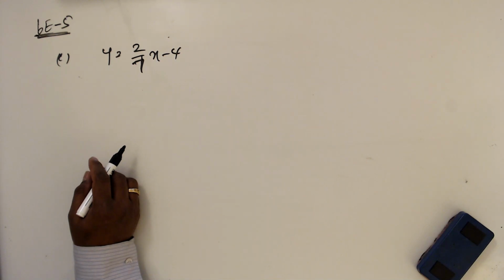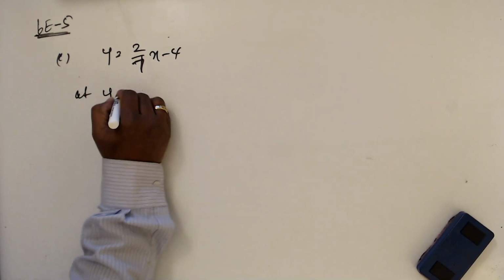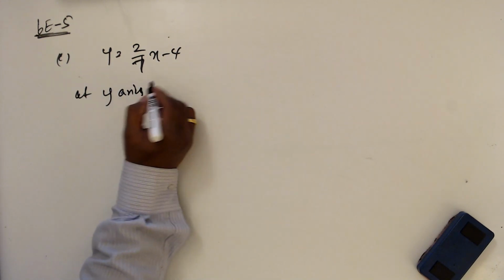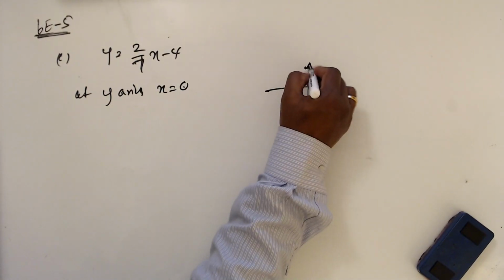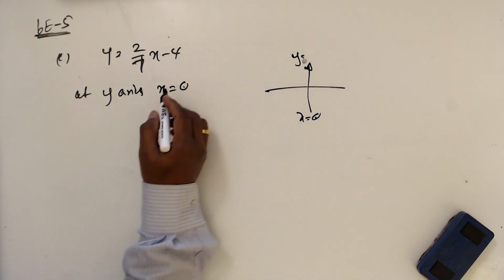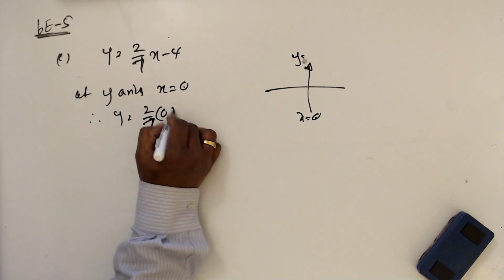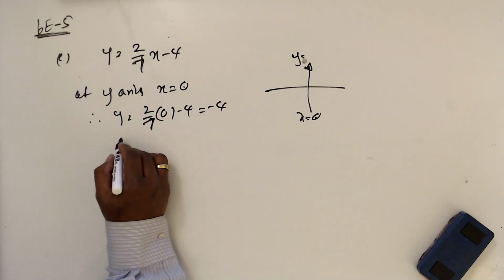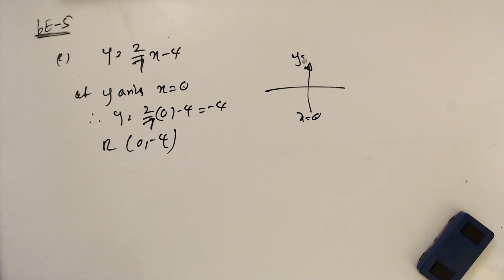Part C, find the coordinate of R. The point of intersection of the tangent and the y-axis. So at the y-axis, x equals 0, because we know the y-axis is the line x equals 0. Hence y equals 2 over 7 times 0 minus 4, equals -4. So the coordinate of R is (0, -4). Now part D, find APR.